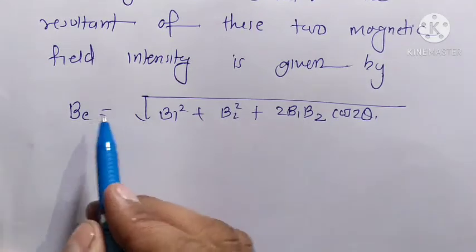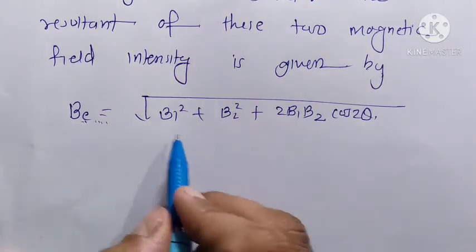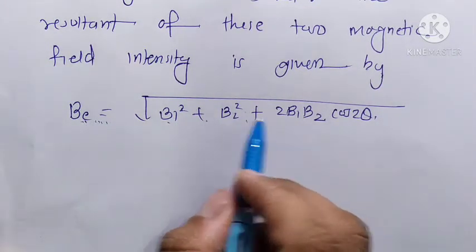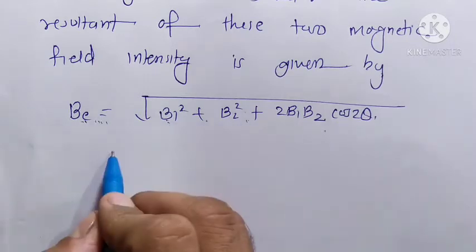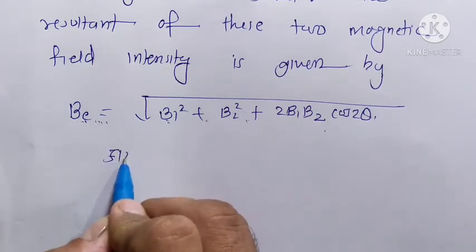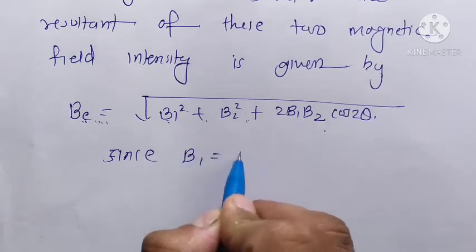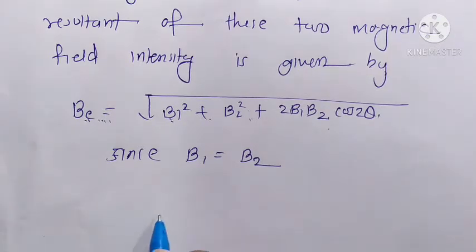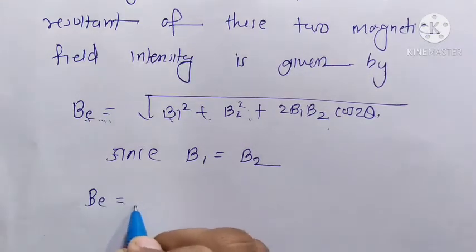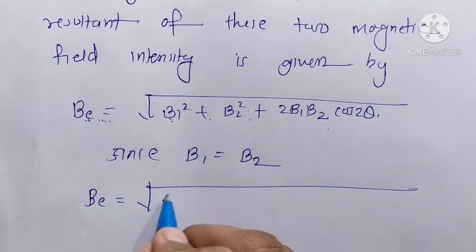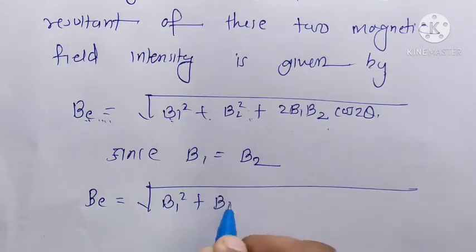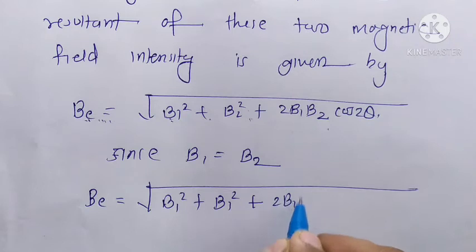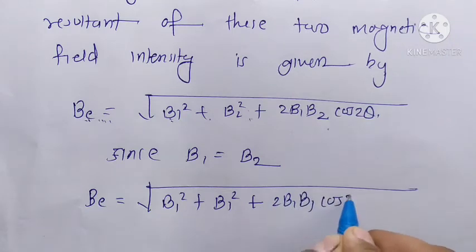We find it using this formula, B1 square plus B2 square, where we take only the magnitude values here. Since B1 is equal to B2, both have equal magnitude but the directions are different. So here BE is equal to the square root of B1 square plus B1 square plus 2 B1 B1 cos 2 theta.